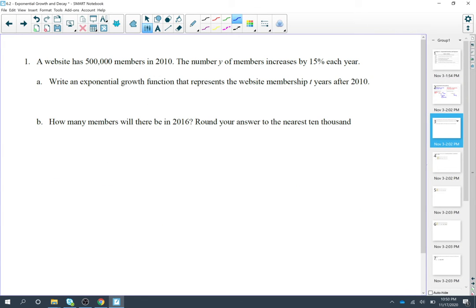Example 1. A website has 500,000 members in 2010. The number Y of members increases by 15% each year. Now, key word here is increases. So that is going to be exponential growth. The population is increasing. Part A, write an exponential growth function that represents the website membership T years after 2010. Now, if we're doing it after 2010, that tells me that we're starting in 2010 as our starting point.